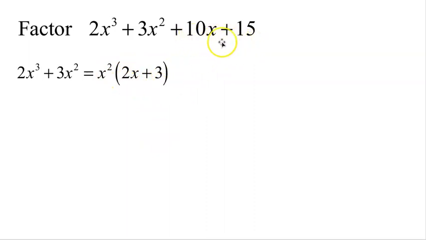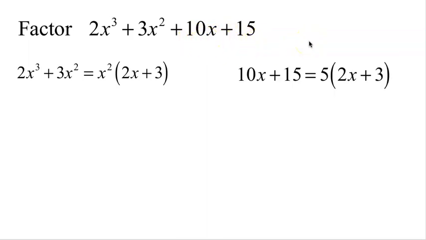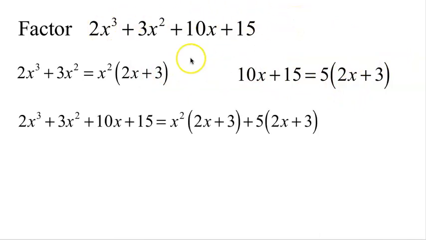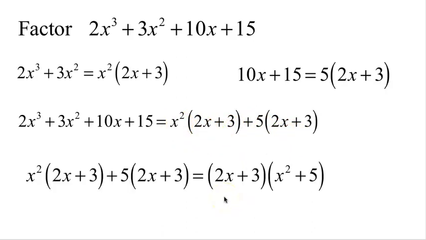Now we have 10x plus 15. What's common to both of those is 5. Extracting the 5, 10x divided by 5 is 2x, 15 divided by 5 is 3. 5 times 2x is 10x, 5 times 3 is 15. Again, we're very happy that both of these components have 2x plus 3. So if I add everything together, I have x squared times 2x plus 3 plus 5 times 2x plus 3. 2x plus 3 can factor out. And when I factor out the 2x plus 3, what's left? X squared plus 5.